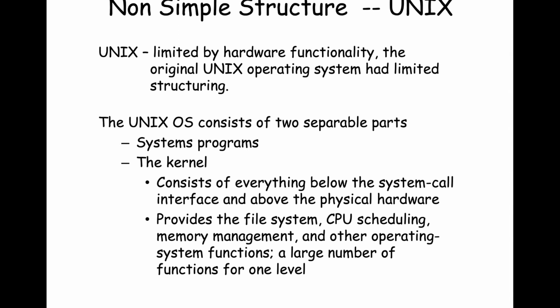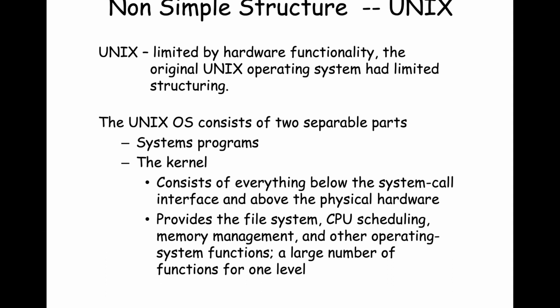Now, Unix was limited by the hardware functionality. And in the beginning, Unix had no structuring, but over time, it started to get some structure. And so the biggest contribution that Unix made was having two separable parts of your software. You had the so-called systems programs, those utilities, those runtime services that I alluded to in a previous module. And then you also had the kernel that was the heart that did all of the coordination of the parts of the system.